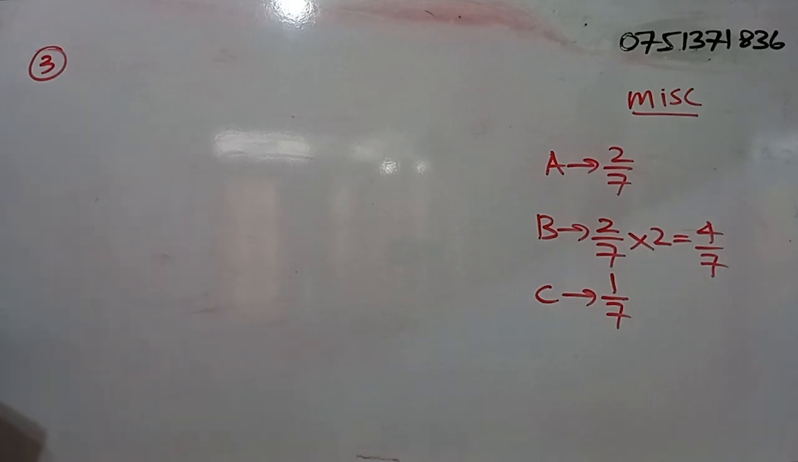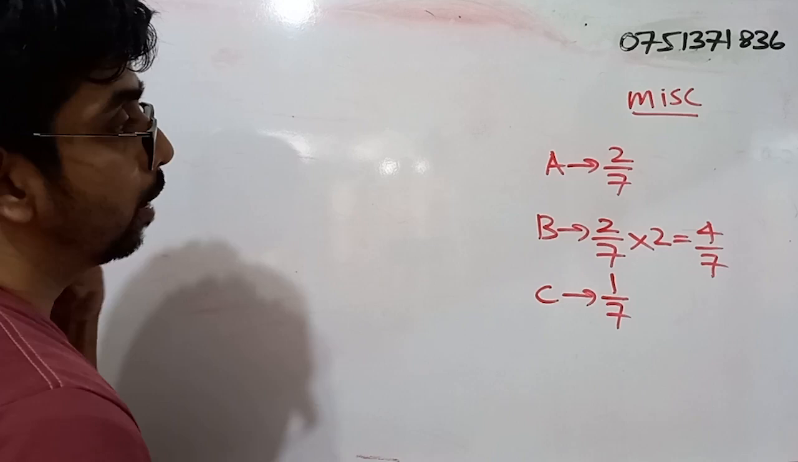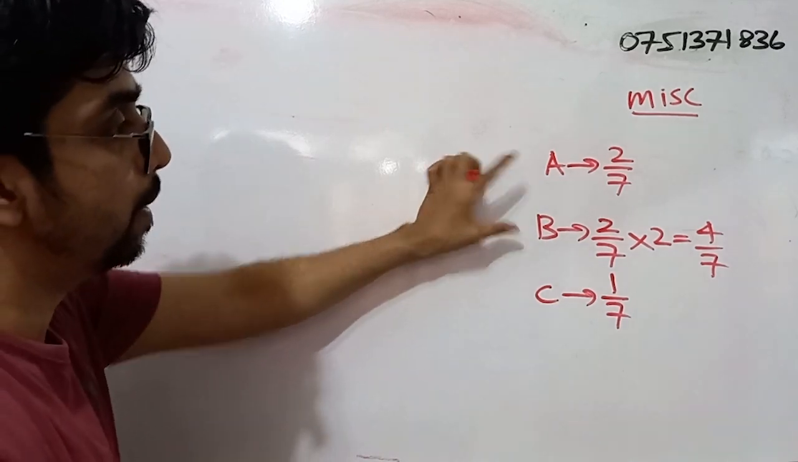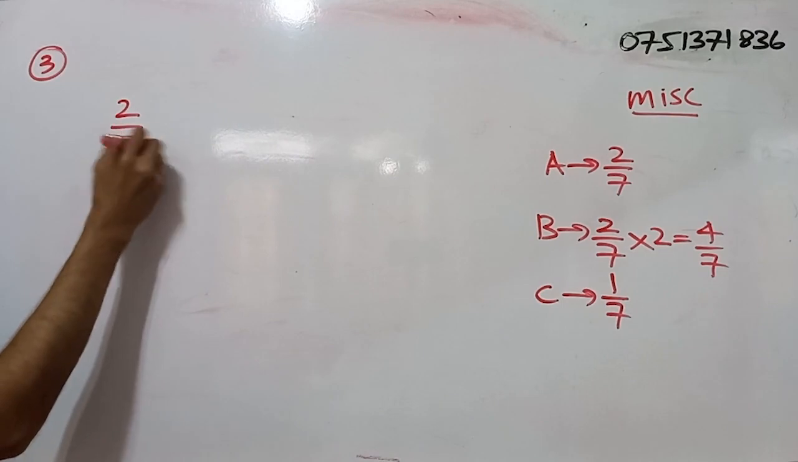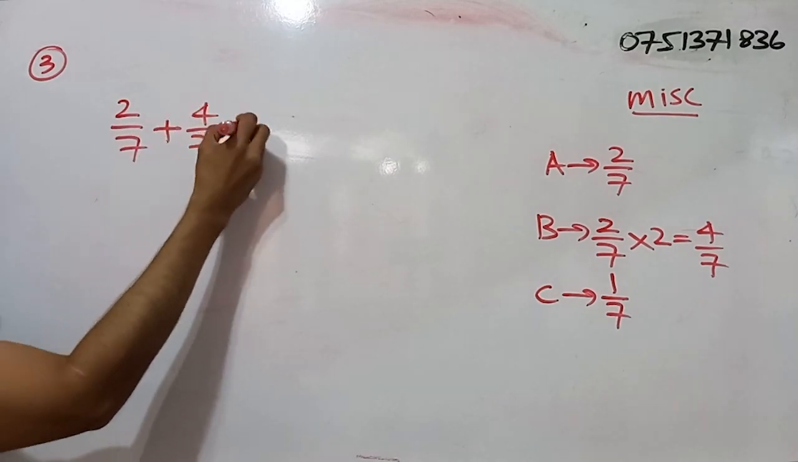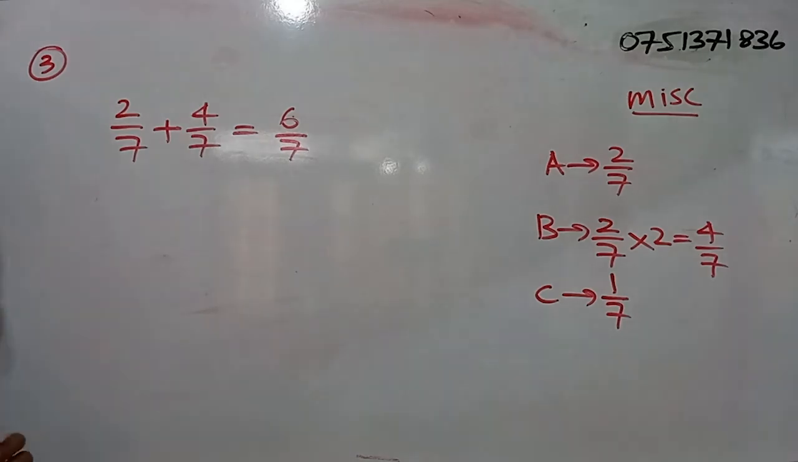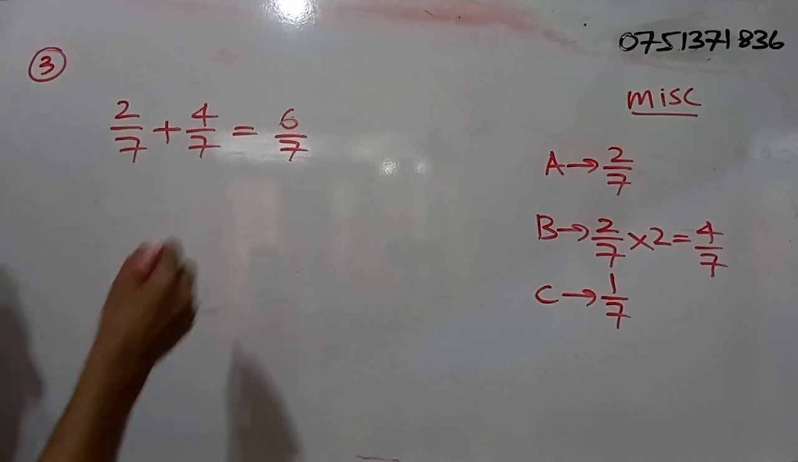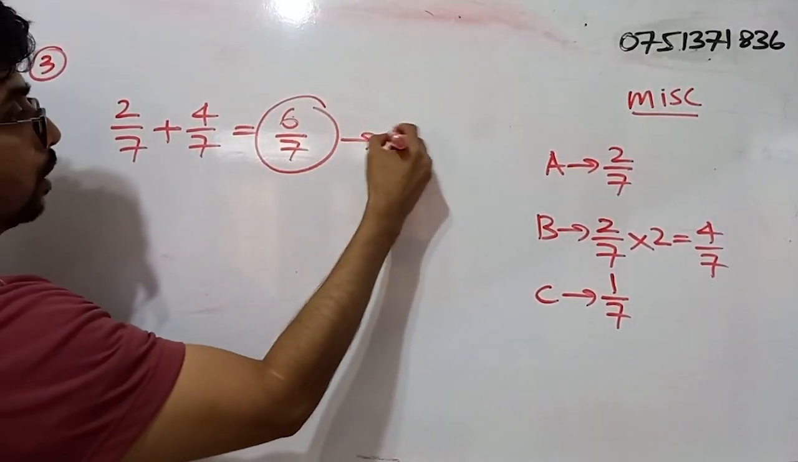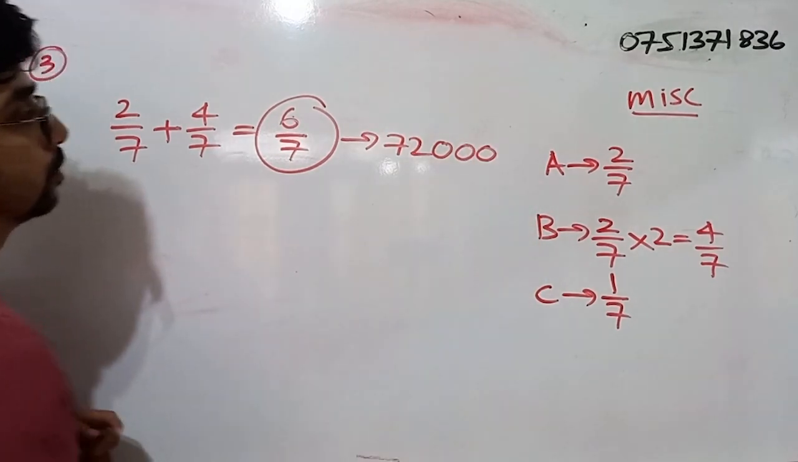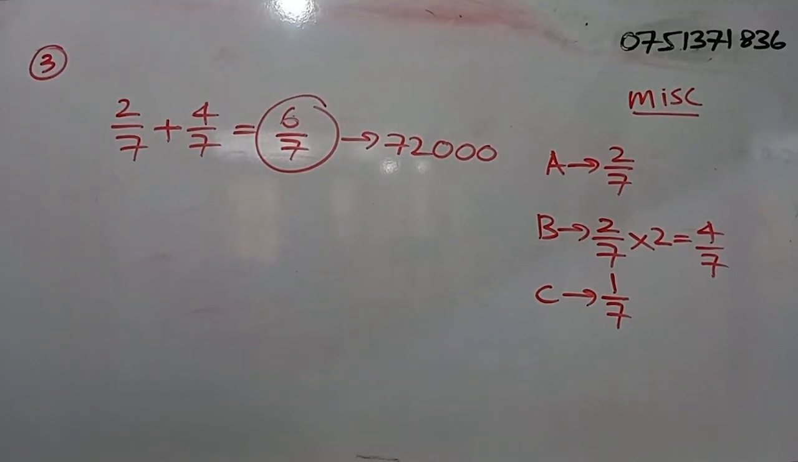If the total amount that A and B received together is 72,000, find the profit from the business. When we combine the profits of A and B, that means what? 2 by 7 and 4 by 7, it is 6 by 7. And in the question, it is mentioned that that is equal to 72,000 rupees. So what are they asking? Find the profit from the business.